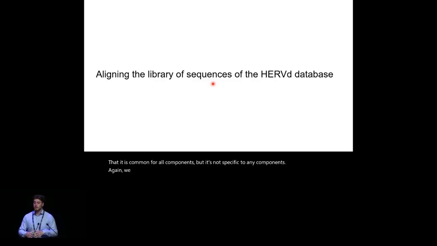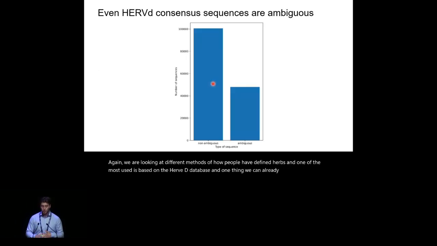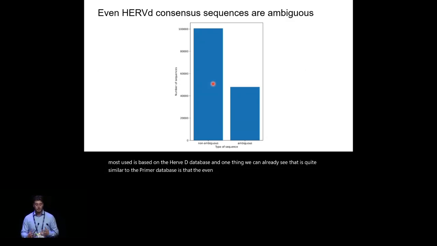Again, we are looking at different methods of how people have defined HERVs, and one of the most used is based on the HERVD database. And one thing we can already see that is quite similar to the primer database is that even the HERVD consensus sequences are quite ambiguous.